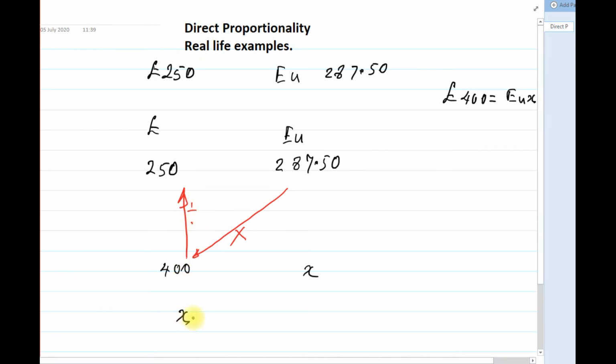So our x is equal to 287.5 times 400 divided by 250. And this will give us 460. So 400 pounds is 460 euros, assuming the rate has not changed since the conversion that we started with, i.e. 250 pounds that gave us 287.50 euros. Assuming this rate has not changed, 400 pounds will give us 460 euros.